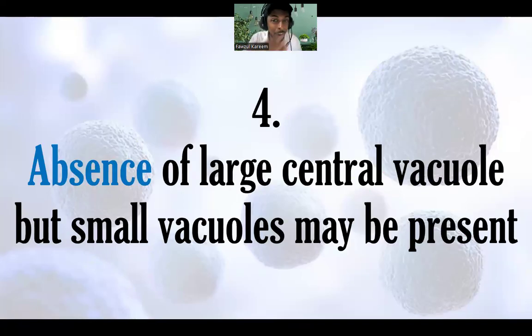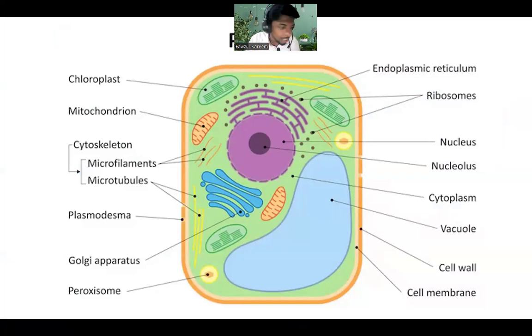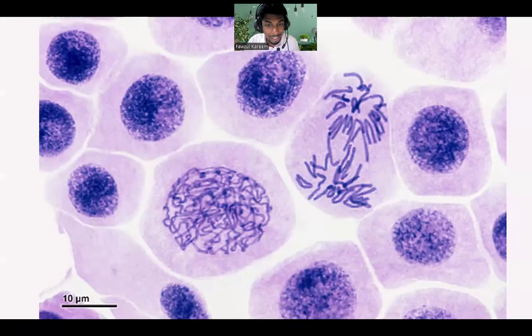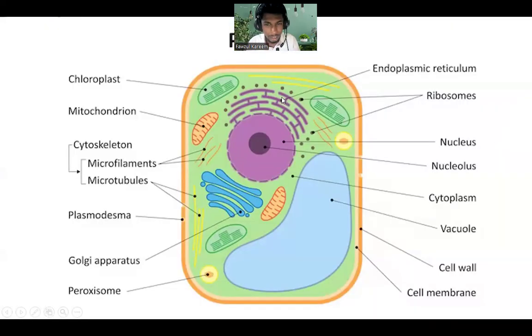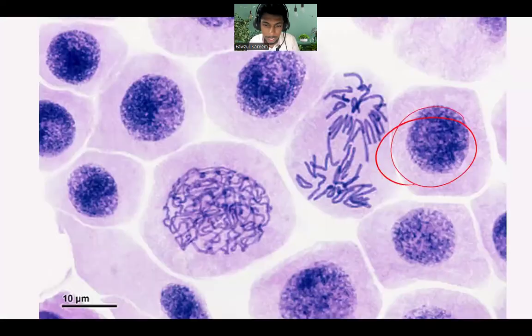And the 4th one, I have already explained. Normally, if you take a plant cell, they have a large central vacuole. But in this meristematic tissue, we don't have that large central vacuole. We have only a very big nucleus. So, absence of large central vacuole. Sometimes they may have small vacuoles, but there is no large central vacuole. Normally the plants have a large central vacuole, but here they don't have that vacuole.